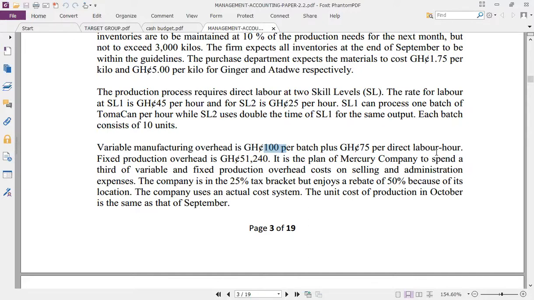Fixed production overhead is 51,240. It is the plan of the company to spend a third of the variable and fixed production overhead cost on selling and distribution expenses. Meaning that the selling and distribution expenses will be one third of the variable and fixed production overheads. So don't worry yourself: after calculating the total variable overhead and the fixed overhead, you find its aggregate, then you quickly find a third of it, basically.